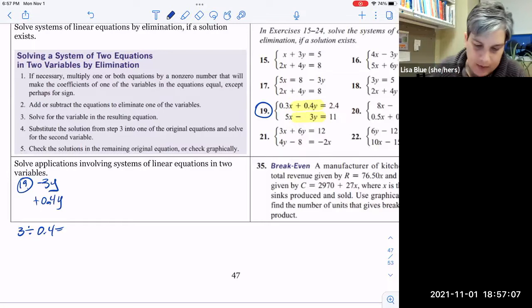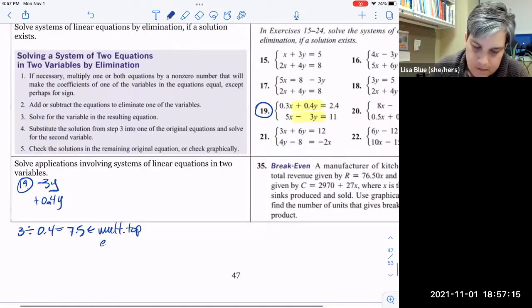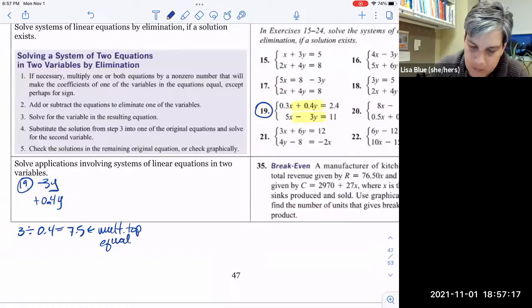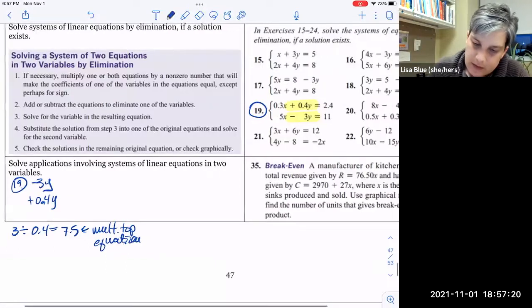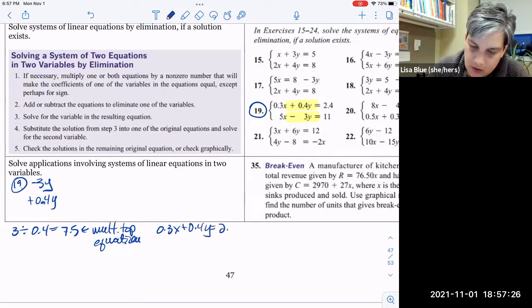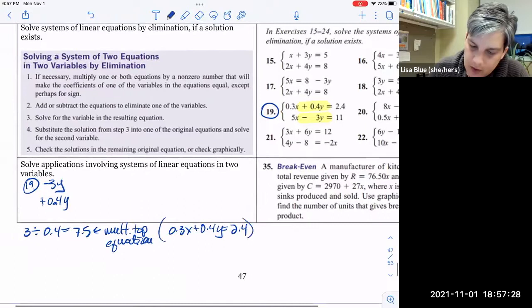And we see it's 7.5. So we're going to use this to multiply the top equation. So when we do that, we're going to say 0.3x plus 0.4y equals 2.4. We're going to multiply that by 7.5.